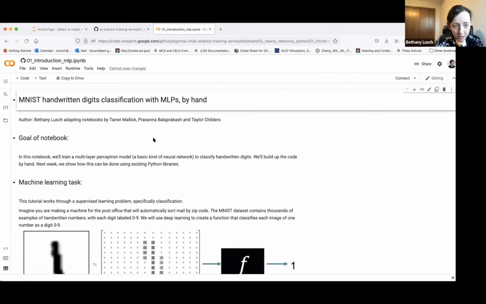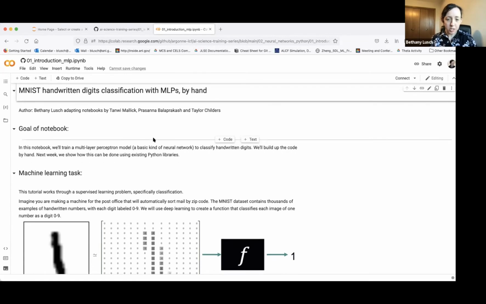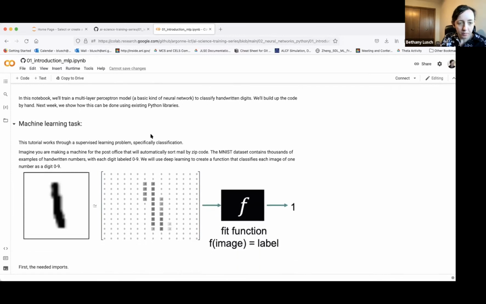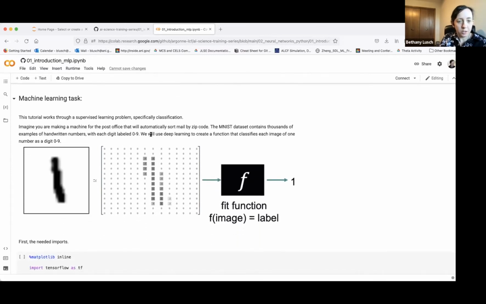We're going to talk about a basic kind of neural network that's sometimes called a multi-layer perceptron model. The machine learning goal this week is to classify handwritten digits. This is a supervised learning problem, which Taylor touched on that terminology last week. Supervised learning means that we have inputs paired with outputs. The supervised part is that you've got these labels.